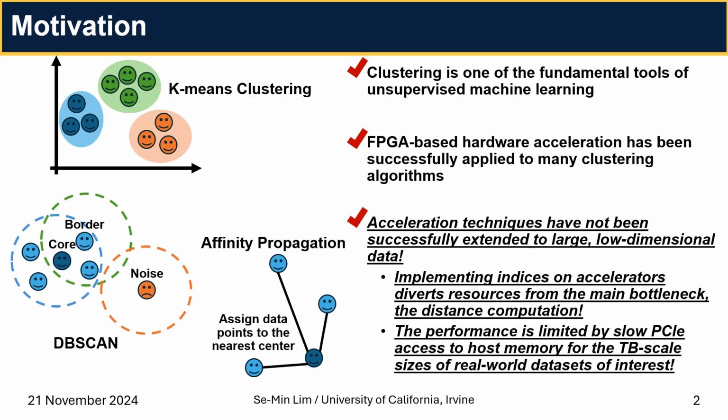However, the problem is that the acceleration techniques have not successfully extended to large low-dimensional data, and no published accelerator has outperformed the state-of-the-art software, for two reasons. First, indexing structures like KD trees are vital to reduce the problem space on low-dimensional data, but they are difficult to accelerate because they need higher clock speeds and advanced caches like CPUs have. Also, implementing indices on accelerators diverts resources from the main bottleneck, which is distance calculation. The other reason is that performance is limited by slow PCI access to host memory for the terabyte-scale sizes of real-world data sets of interest.